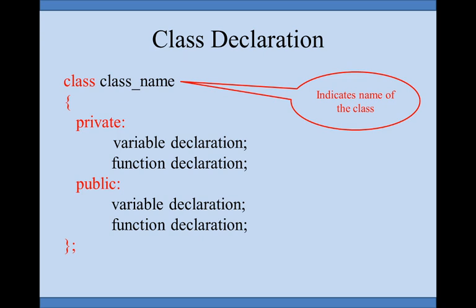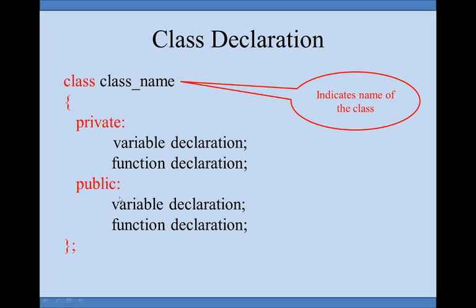Then we have the starting curly bracket and then a scope specifier. The private keyword says that the variables and functions which are declared under it are private. Those cannot be used by the objects or the things which are outside this class. Now, who will use these variables and functions then? The other members of the same class.